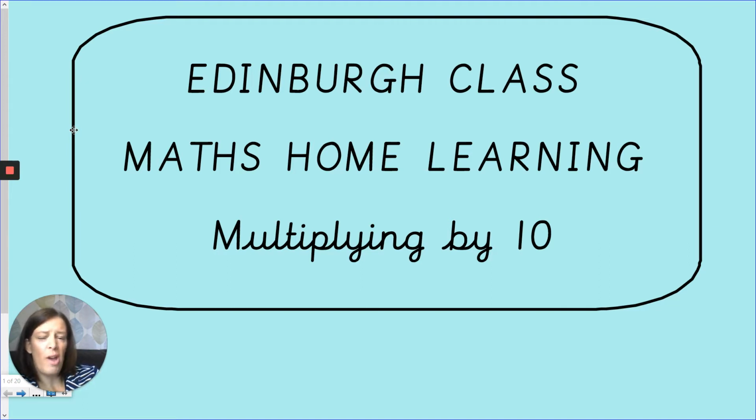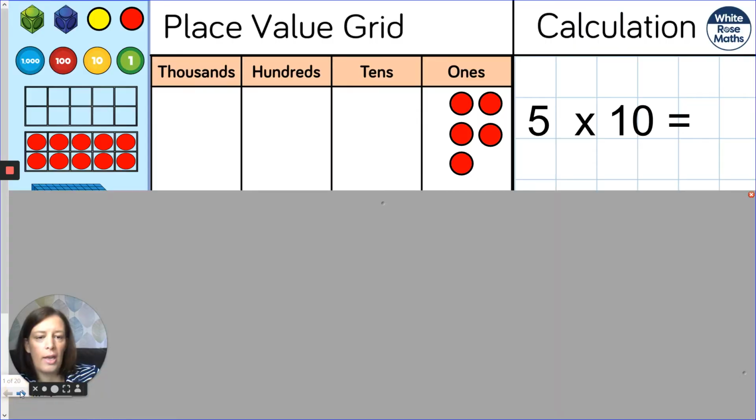Okay, so let's just remind ourselves what happens when we multiply by 10. We're looking at this multiplication calculation here: 5 multiplied by 10. Now we should all know that one because we know our 5 and our 10 times table, and we know that that multiplication is going to be 50. But let's look at what's actually happening.